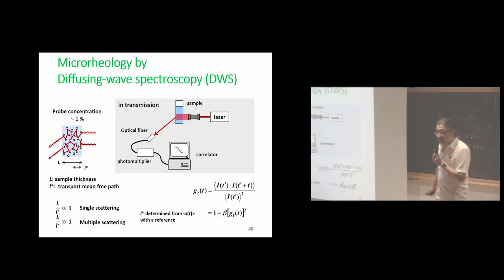Yes? It's just the probe particles which are scattering and not the polymer. You disperse probe particles in your polymer solution that you want to characterize. So the scattering will just be by the probe particles. Probe particles, exactly. So I will show you about that also.